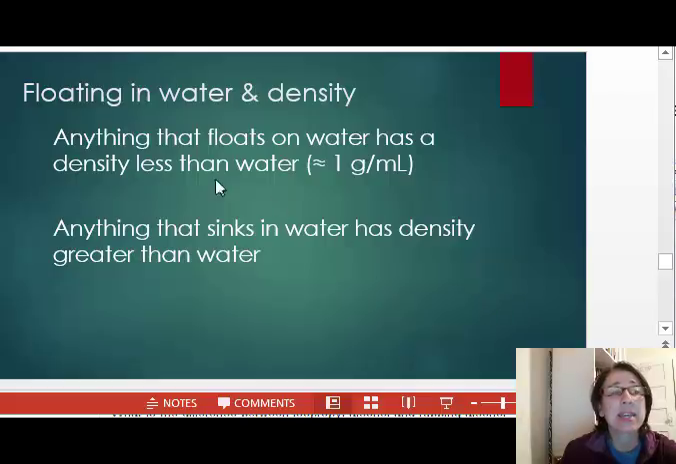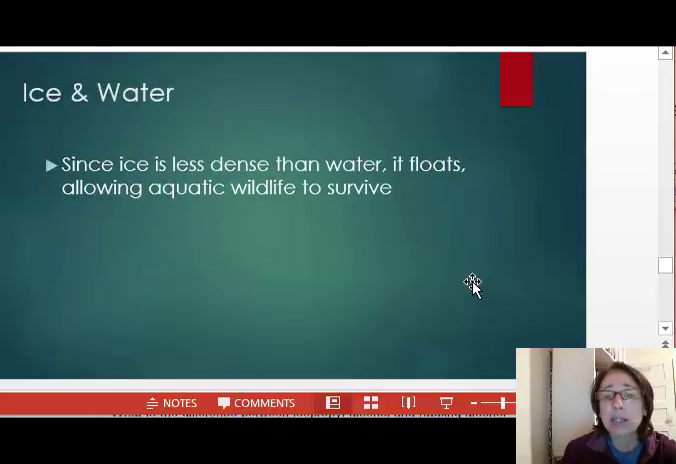Anything that has a density that is less than that of water will float, and anything with a density greater than that of water will sink. The density of water is approximately 1 gram per milliliter, and since ice is less dense than water, it floats, allowing some aquatic wildlife to survive even when ice forms on the surface of bodies of water.